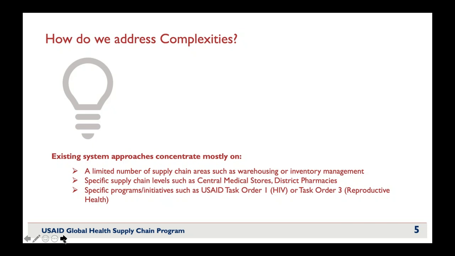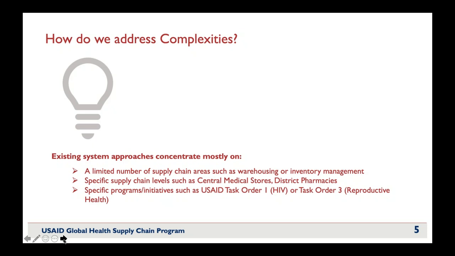At times, you are so focused that you miss the impact that what you are doing has on other areas of the supply chain. For example, the system that you develop or the processes that you define for warehousing, even though it has a huge impact on planning or procurement, we may not necessarily consider those impacts right when we are designing or defining that process and system. Another challenge we saw was that we tend to focus on a particular supply chain level. For example, we look at the central medical store and start there, and then we lose sight of the other entities or other players within the supply chain, including manufacturers, procurement agencies, different donors, or even downstream supply chain entities like community health workers, district pharmacies, and clinics.